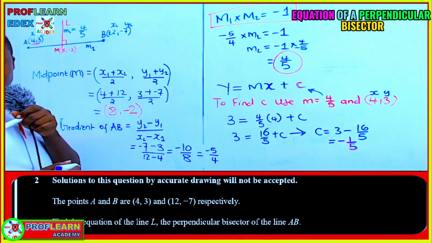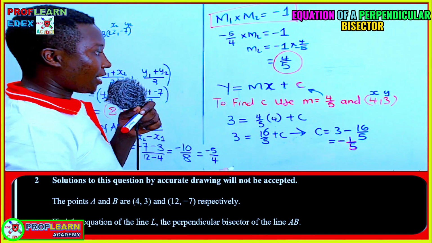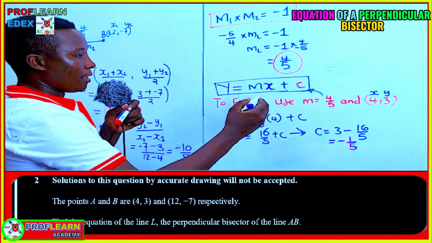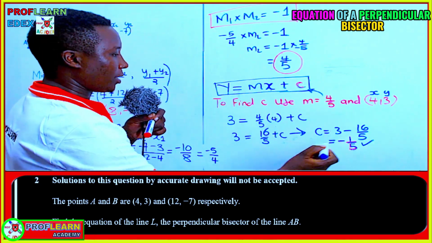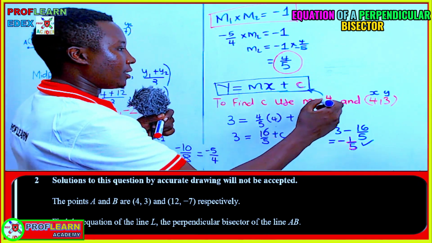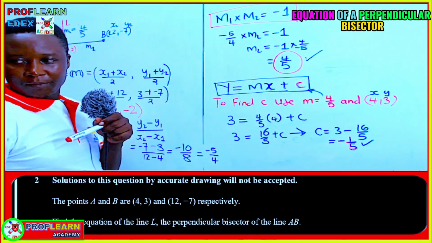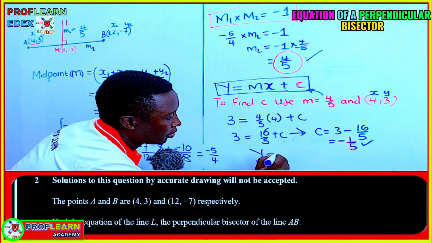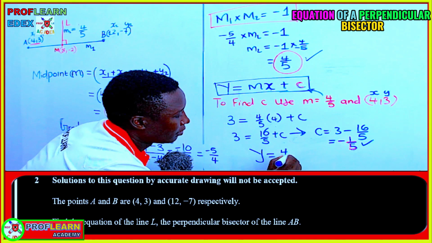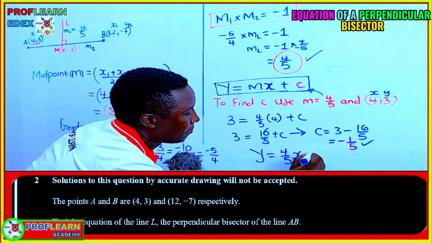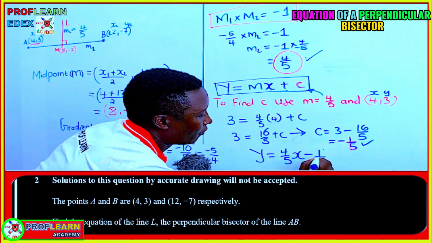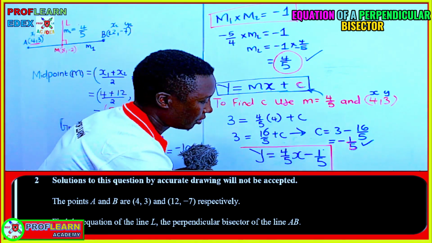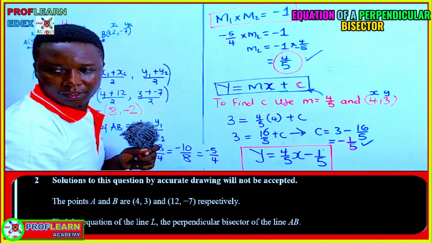So from here we can write the equation of this straight line, because the equation of a straight line is y equals mx plus c. Our c is this value that we have obtained here, and our m is the value that we had obtained here. So we can now say the equation of this line is going to be y equals 4 over 5 x minus 1 over 5.